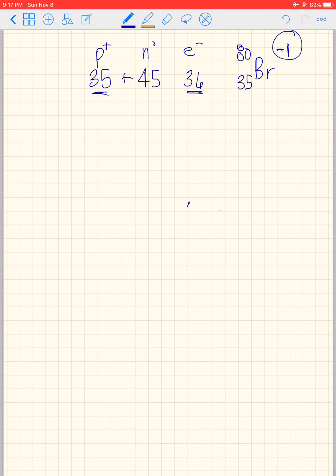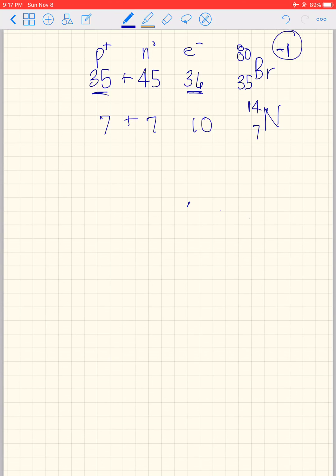Let's try this one. 7, 7, and 10. Look at the periodic table. Element number 7 is nitrogen, and I put the 7 here. I add these two together to get the atomic mass, and it's 14.